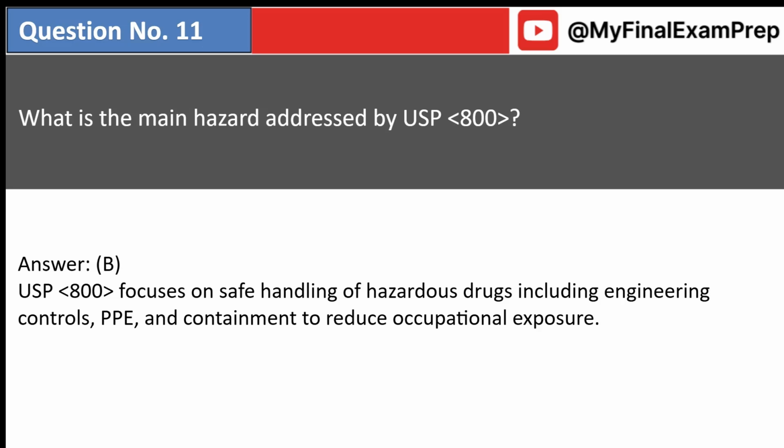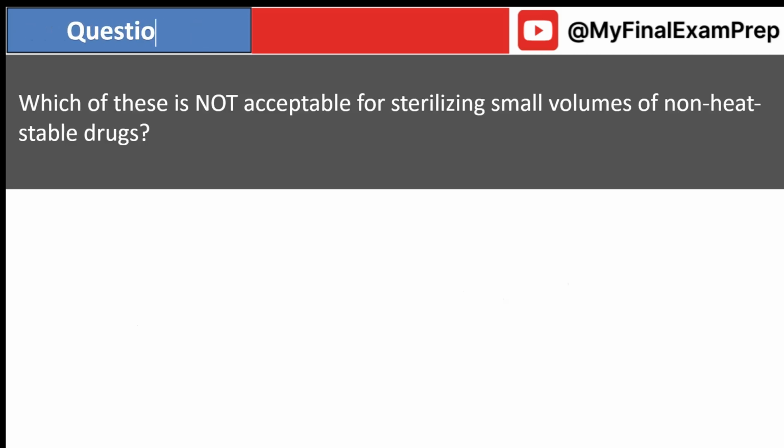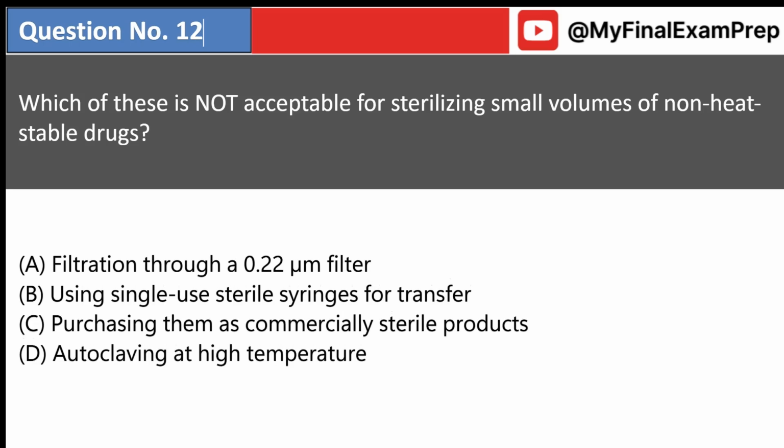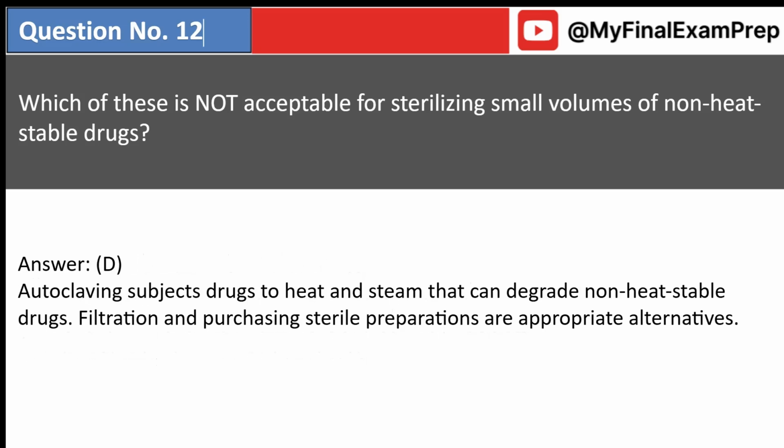reduce occupational exposure. Which of these is not acceptable for sterilizing small volumes of non-heat stable drugs? A. Filtration through a 0.22 µm filter. B. Using single-use sterile syringes for transfer. C. Purchasing them as commercially sterile products. D. Autoclaving at high temperature. Answer: D. Autoclaving subjects drugs to heat and steam that can degrade non-heat stable drugs. Filtration and purchasing sterile preparations are appropriate alternatives.